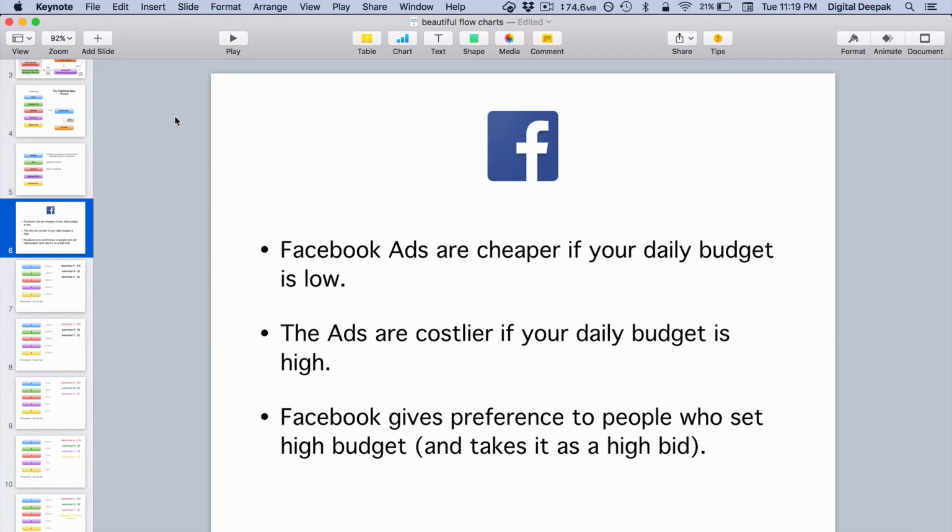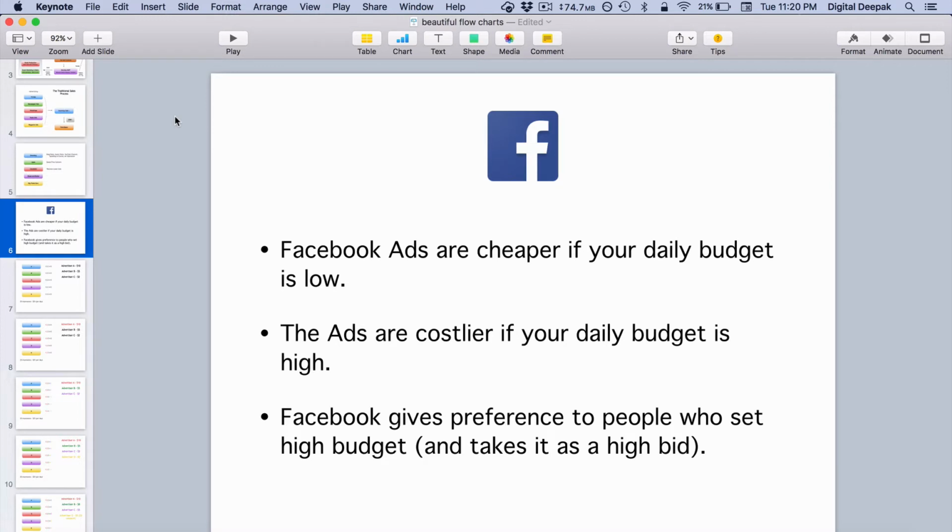And this is something that I have been thinking about while I was driving my car today, and I was basically trying to come up with a reason of why Facebook ad costs are higher when your daily budget is high and why it is low when your daily budget is low. And this ad cost is across clicks, cost per lead or cost per conversion or any metric.